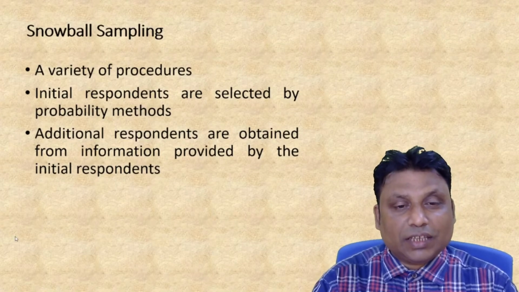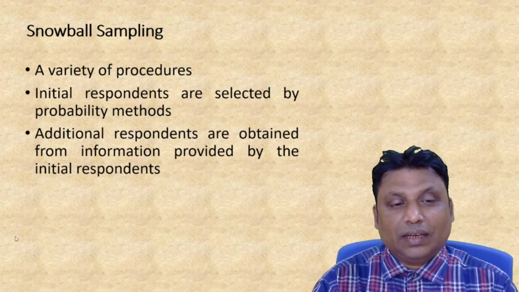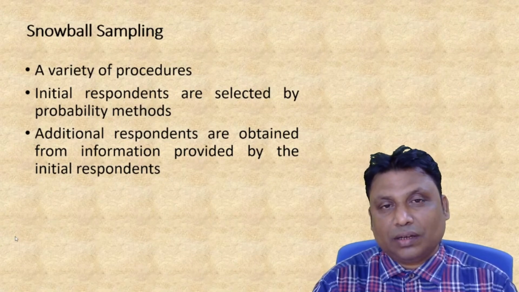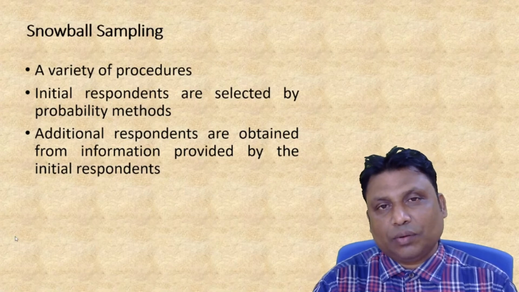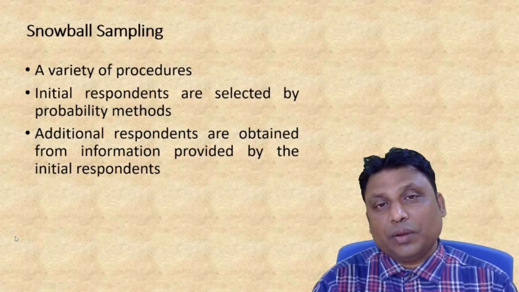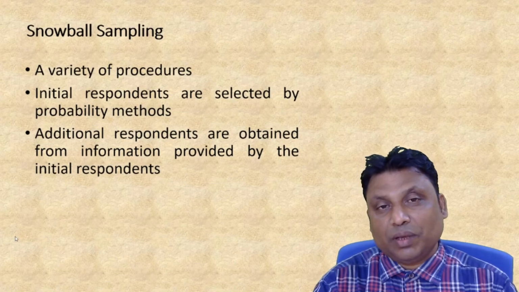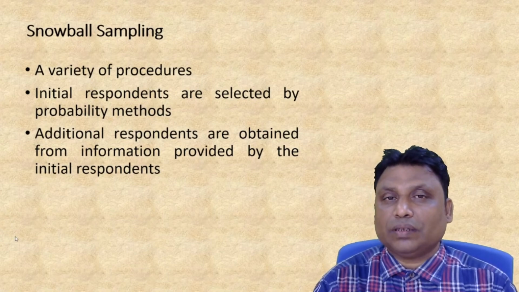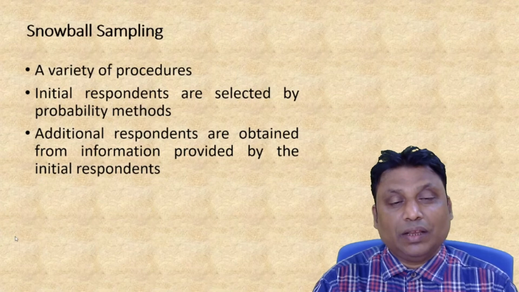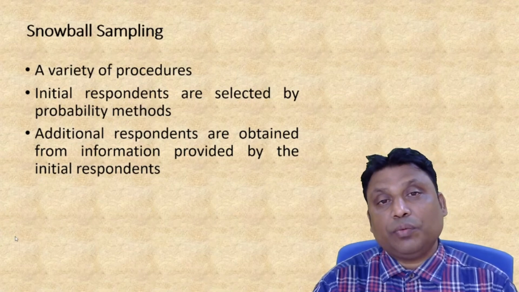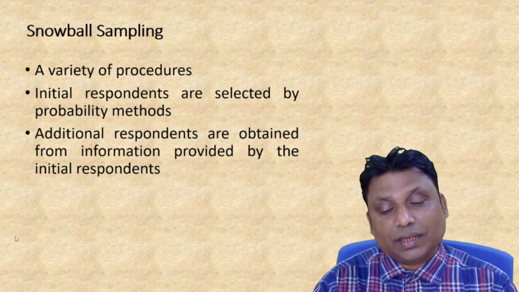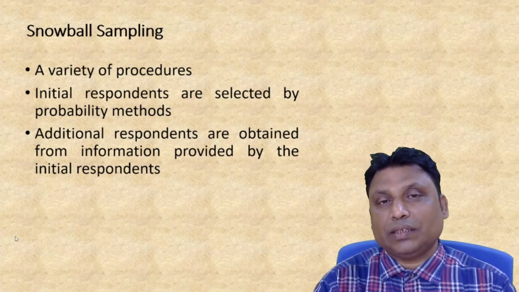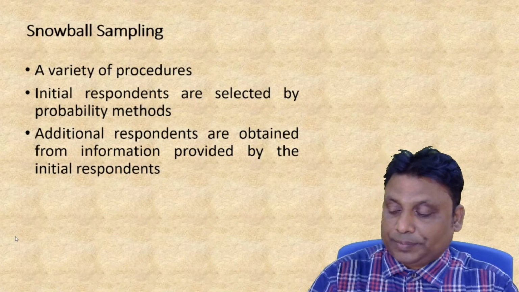Initially, additional respondents are obtained from information provided by the initial respondents. First you select one initially, then the second, then the third, then the fourth. Accordingly, you collect the information. If you ask questions group-wise, the answers may not differ from person to person. But if you are collecting information individually through the qualitative method, not the quantitative, you have to ask the question to each respondent individually and collect the information. This type of technique is called snowball sampling.